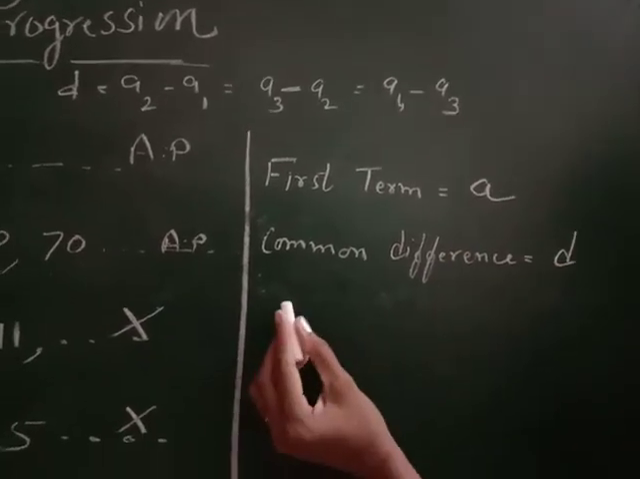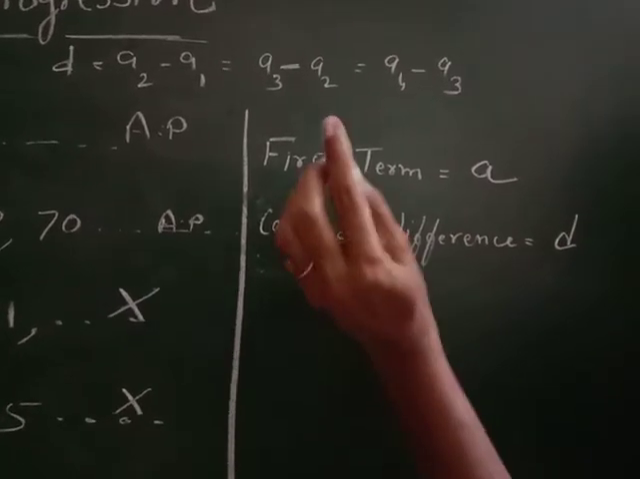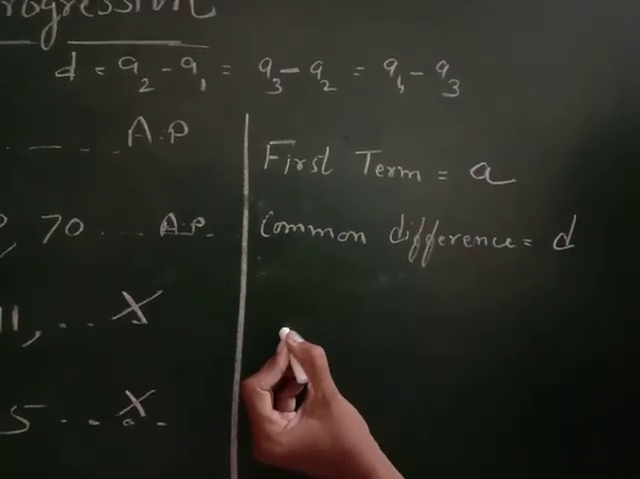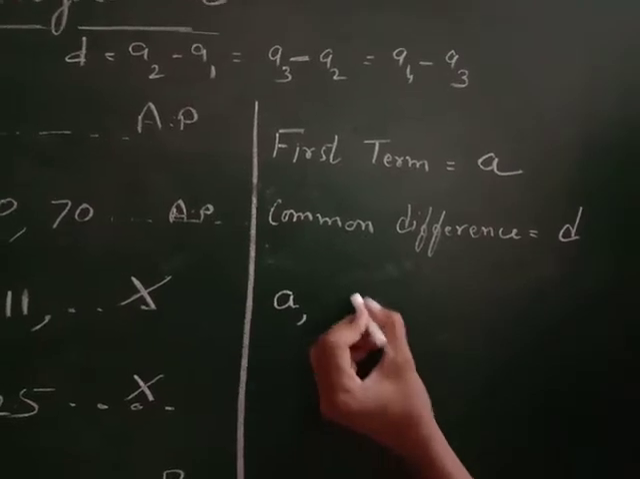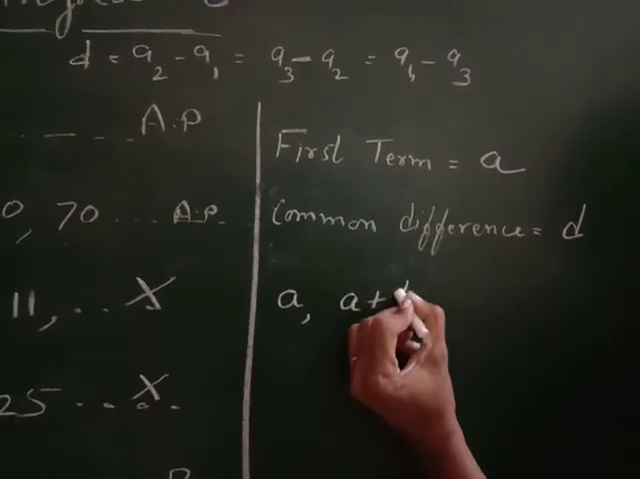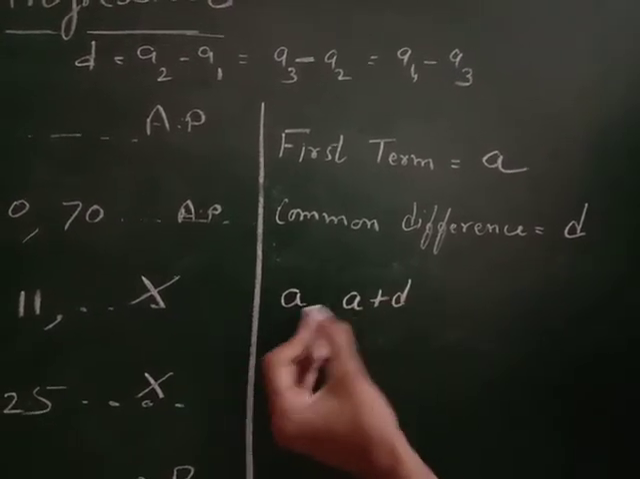Now if I want to write the general form of arithmetic progression, then I will write like this. First term is A, second term is A plus D, because I am adding D.